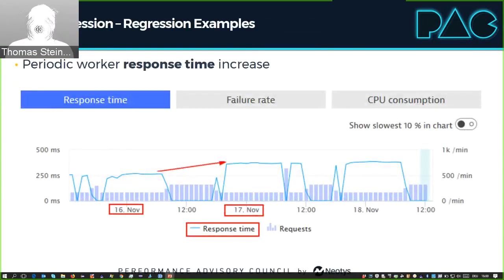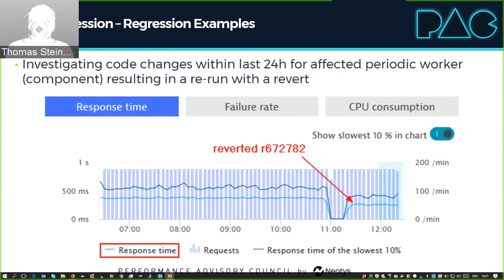So let's talk about a few regression examples. This is one we have also seen. Then it's about analyzing things. We have more or less 24 hours' worth of check-ins, of engineering work. We have our monitoring tools and so on. So we are pretty good at identifying what might really have affected something.